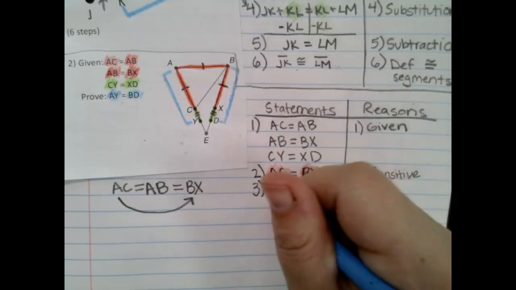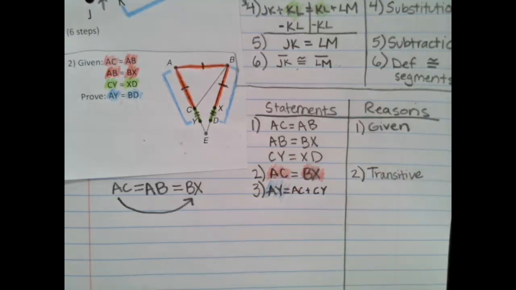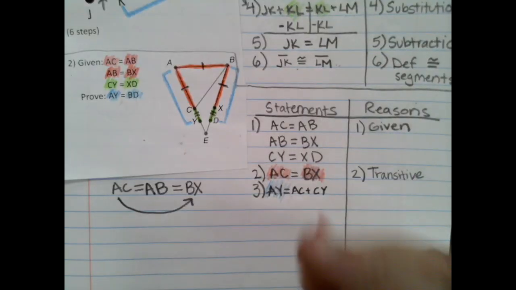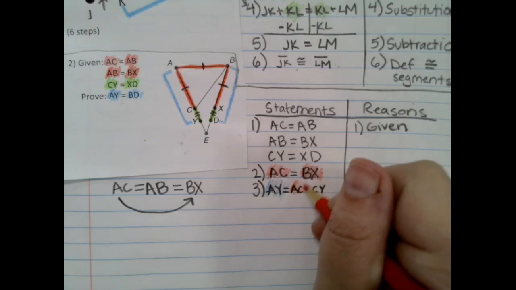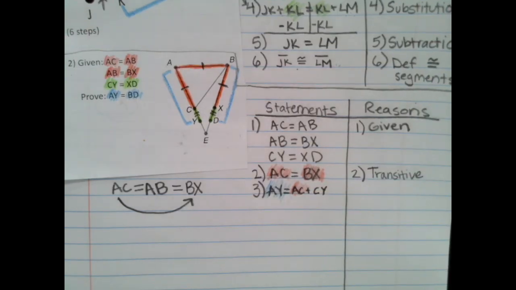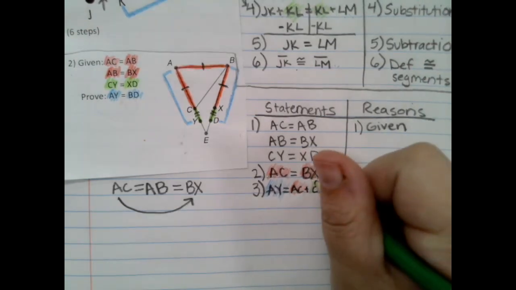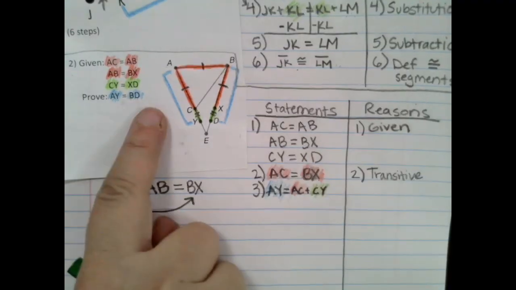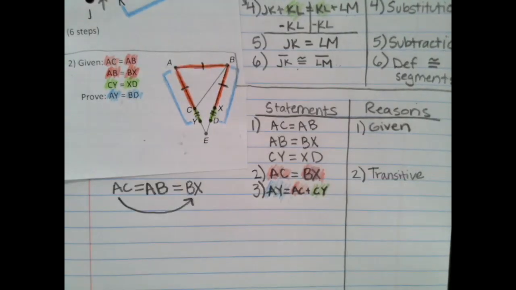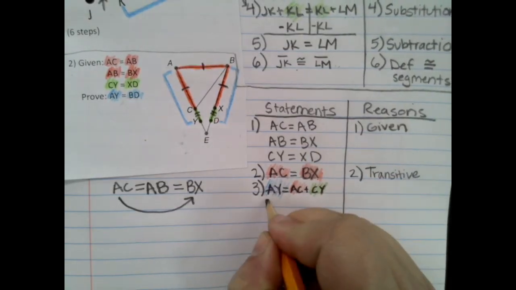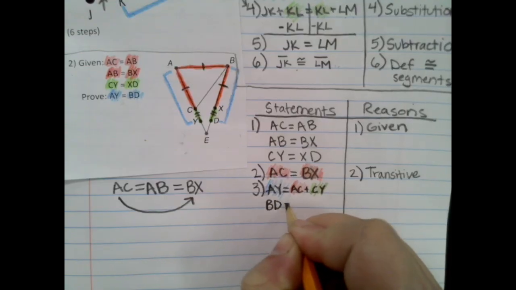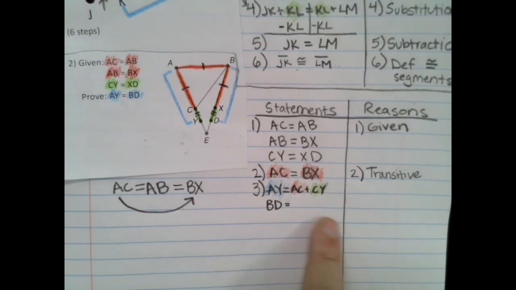So my whole AY is AC plus CY. Can I do the same thing to the other part that we're trying to compare it to, BD? Yes. Okay, so take a second here. Try to write out your equation for BD. What is BD equal to?